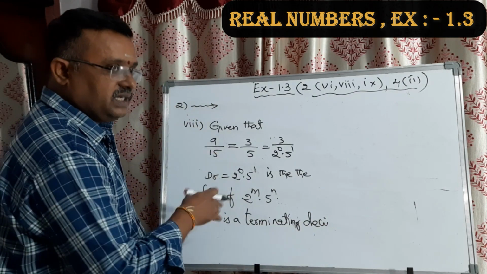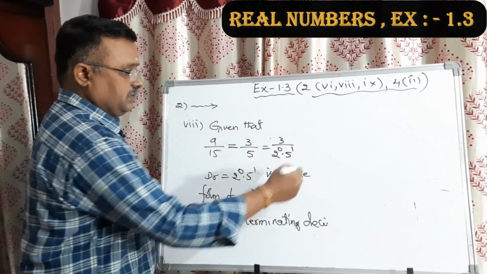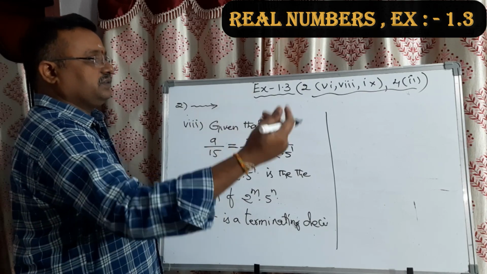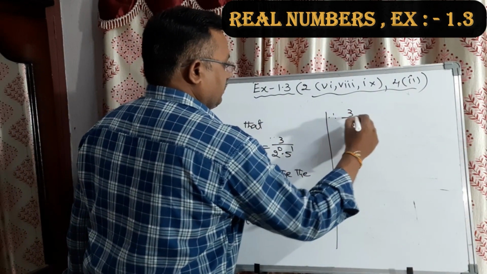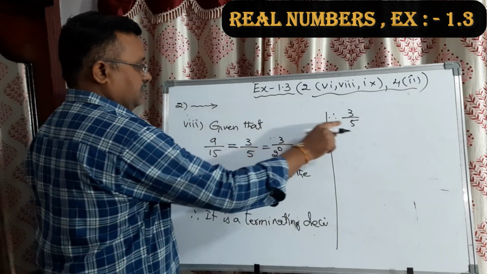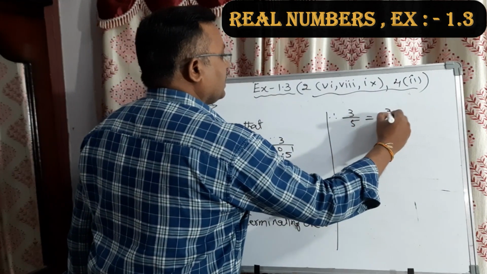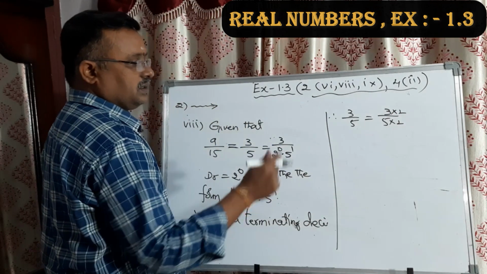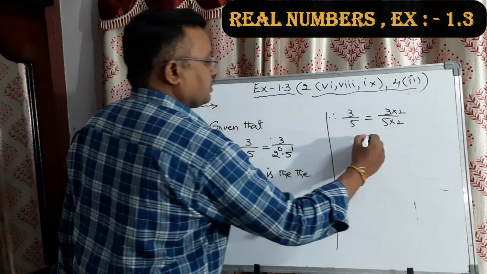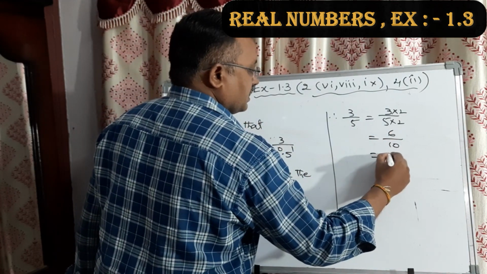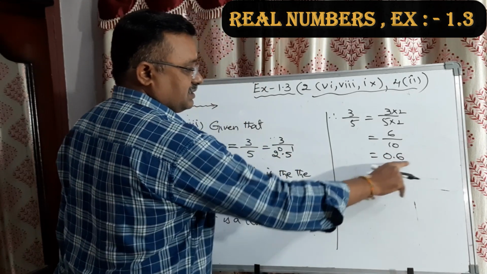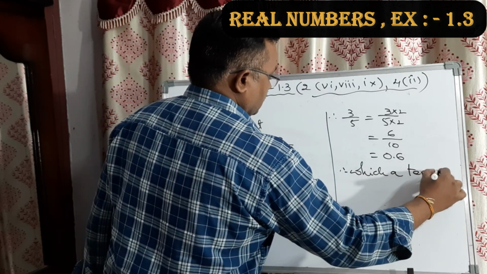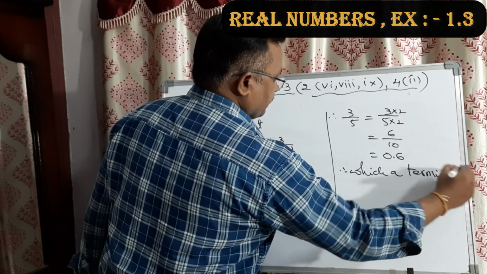If you want to find its value, what is the terminating decimal value? Already I told you, make the denominator's powers of 2 and 5 the same. Therefore the original rational number 3 by 5 is equal to 3 by 5 into 2 in the denominator and 2 in the numerator. To make the powers the same, this becomes 6 by 10, which is equal to 0.6. It is a terminating decimal.